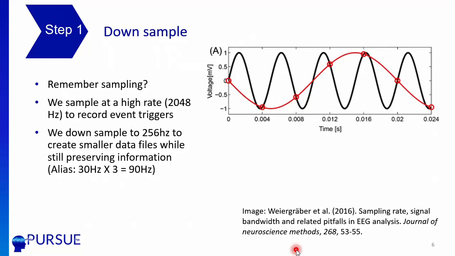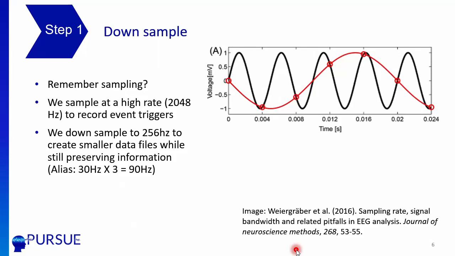So we sample at a really high rate, 2,048 samples per second. And we do this on our amplifier so that we capture all of the event triggers exactly as they're happening. But that's a really high sampling rate. We don't need that much data. We quickly downsample to 256 hertz to create smaller data files. This also speeds up our processing stages and such with less data.